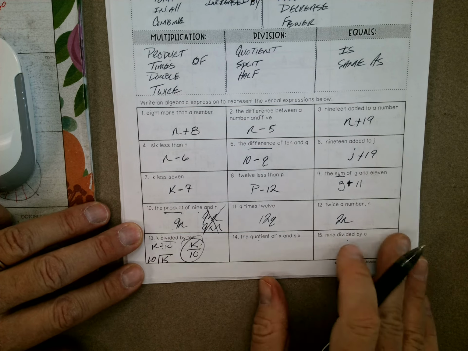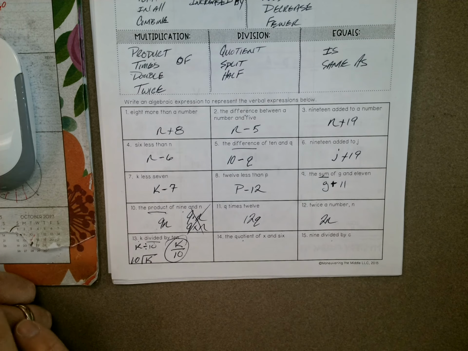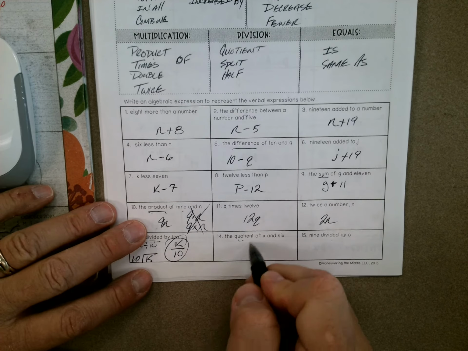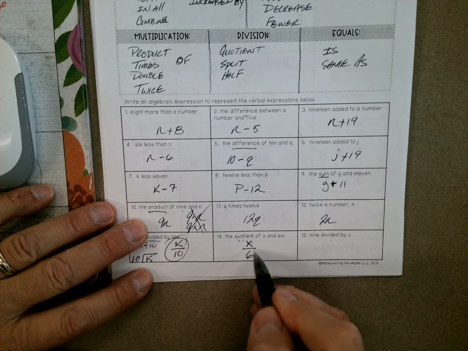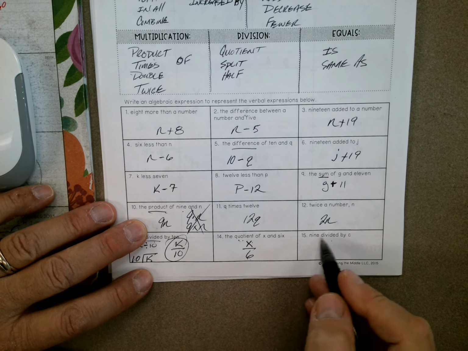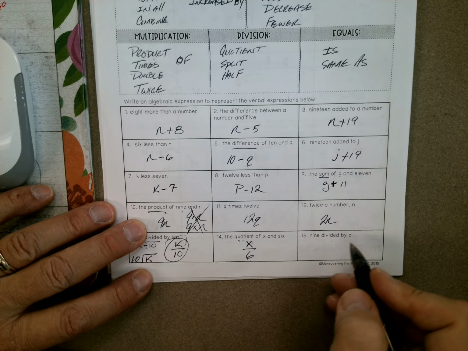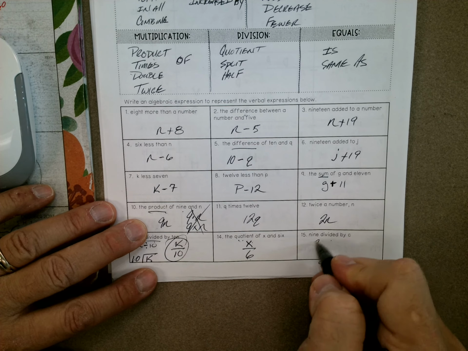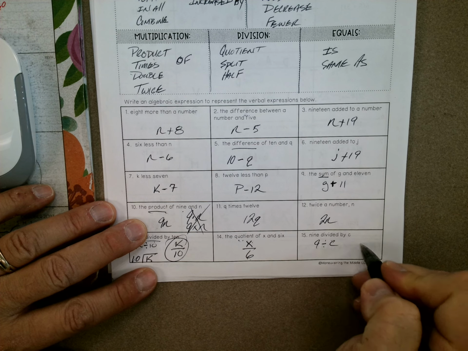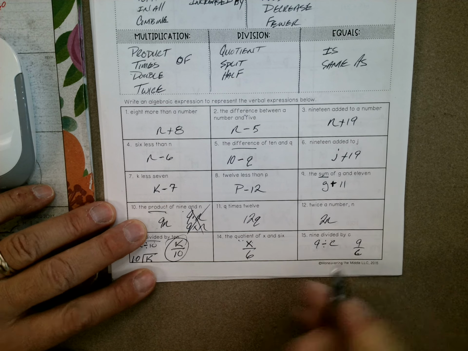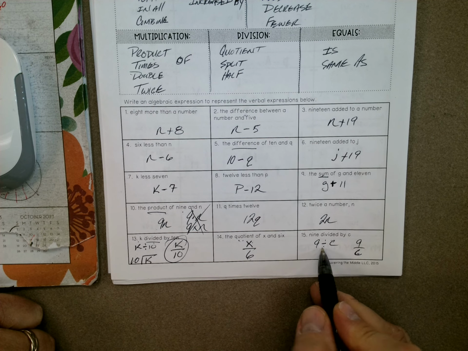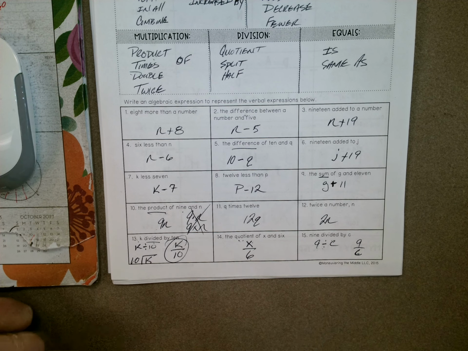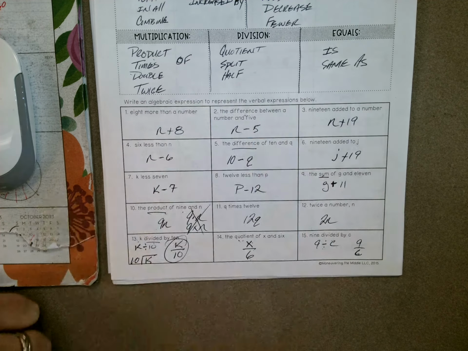The quotient of x and 6. Quotient, x and 6. X divided by 6. 9 divided by c. Okay, now be careful here. 9 divided by c, written either way. So sometimes I need to write it this way before I get it in my fraction form. Okay. So I hope all that made sense. A lot of synonyms there, a lot of vocab.